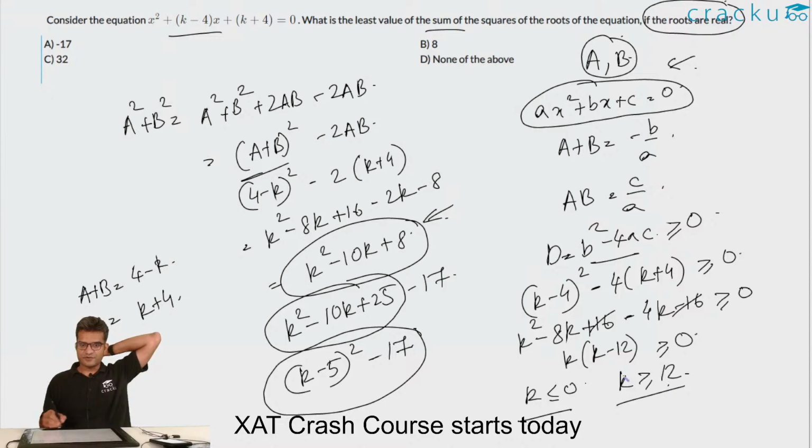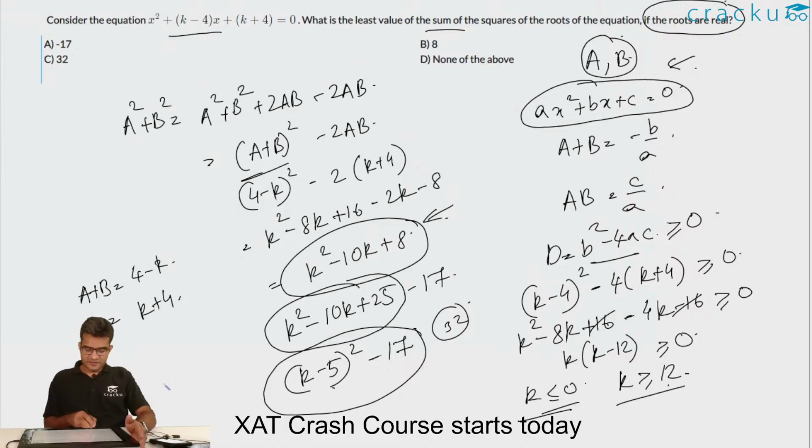If k is equal to 12, this will be equal to (12 minus 5) whole square, that is 7 square minus 17, which is 32. If k is equal to 0, this will be equal to 5 square minus 17, which is equal to 8. So the smallest possible value is 8. Let us look at the next question.